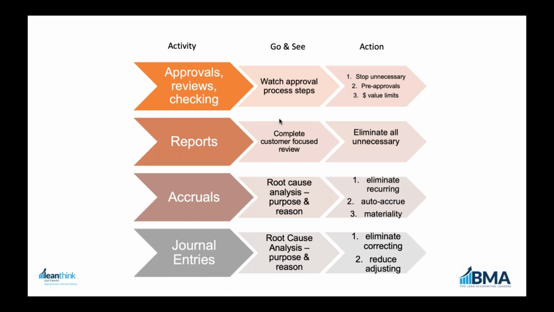Journal entries, similar conversation. Why are we doing them? What's the purpose? What are some of the causes? Anytime we're doing correcting entries, what caused the error in the first place? If this is chronic, can we better understand the source and eliminate the possibility for the entry to begin with? And then we understand why we are doing the adjusting journal entries and reduce those as well.